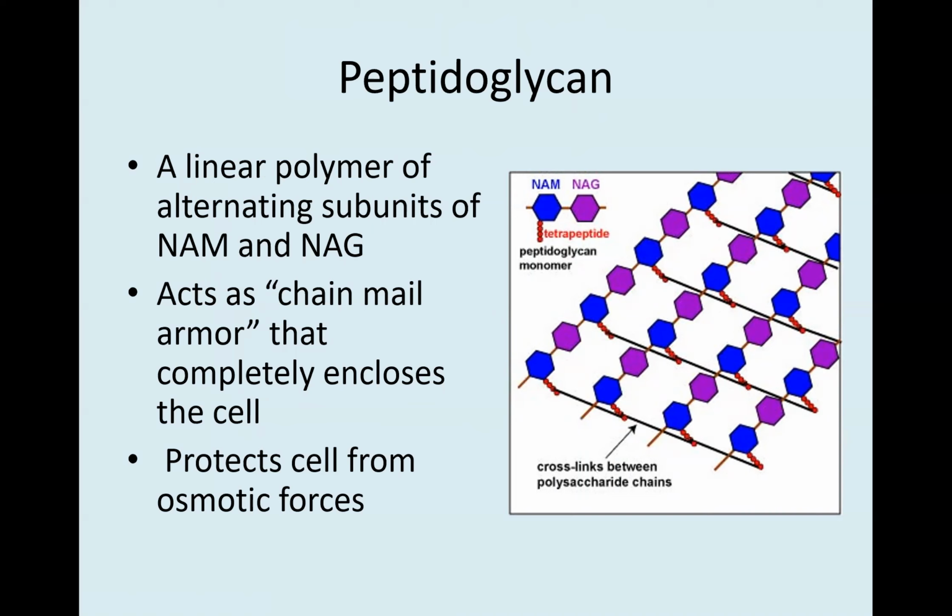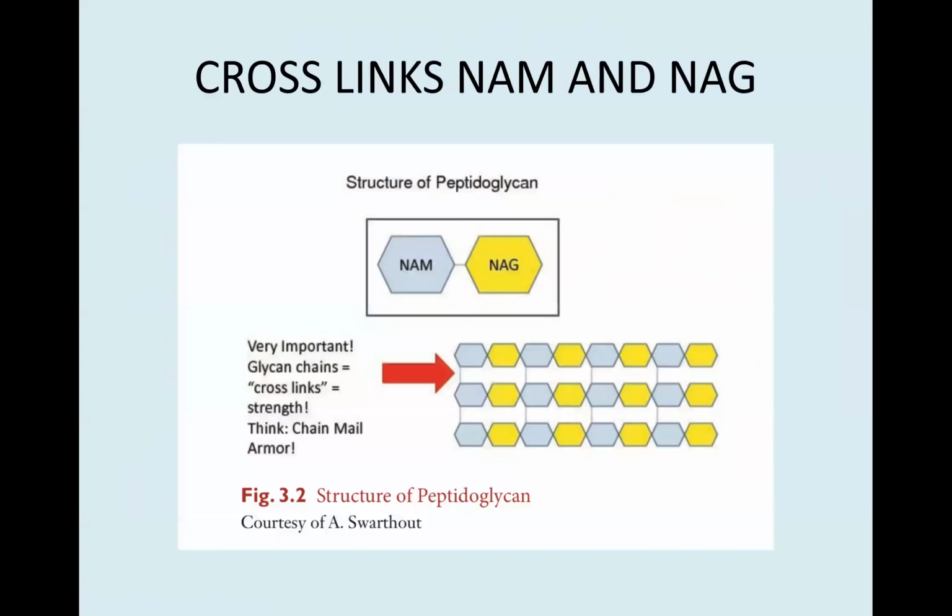And so when we discuss the idea of peptidoglycan, we think about these cross-linked chains and these repeating units are alternating subunits of NAM and NAG. And so again, when we think about this cross-linking, this is going to be the structure that we see. So very important to think about them as cross-linking, and again, think about it being that chain mail armor.